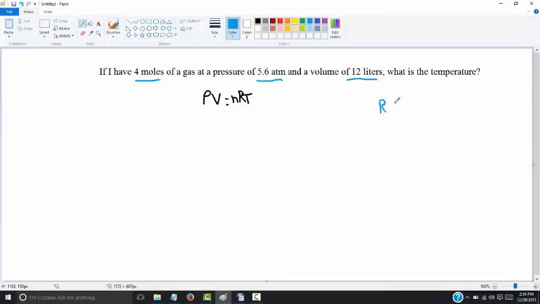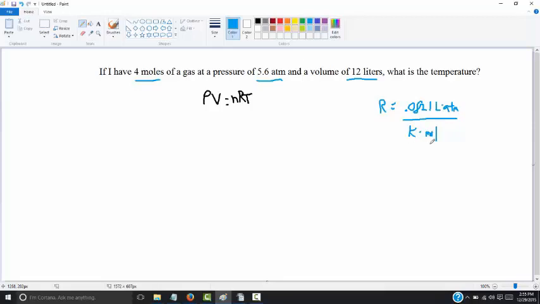R will equal 0.0821 liters atmospheres, all that over Kelvin times mole. Now this is the most common way to represent the value for R, that constant 0.0821 liters atmospheres, all that divided by Kelvin mole. There are other values, but this is the way that you will often see it represented. And this is important because you must use these correct units. You have to use liter and atmosphere and Kelvin and mole.